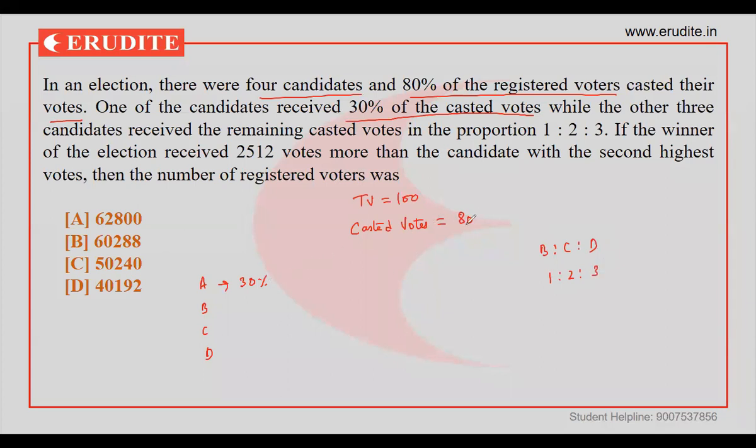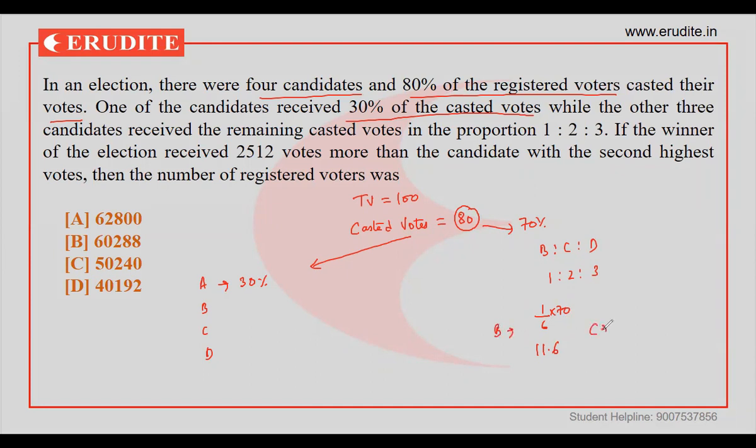So try to understand this: 80 is the total number of casted votes. 30% is received by A. So the rest 70% will be received by B, C, D. So B is getting how much percentage? 1 out of 6 into 70. That is approximately 11.6%, right? This is for B.